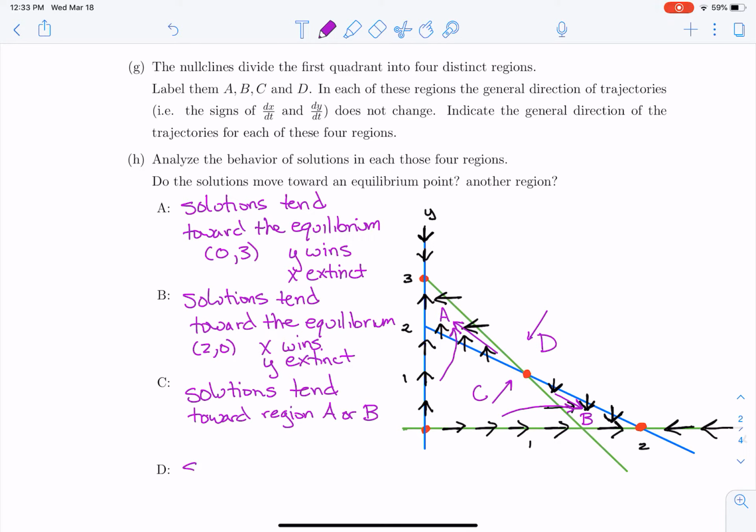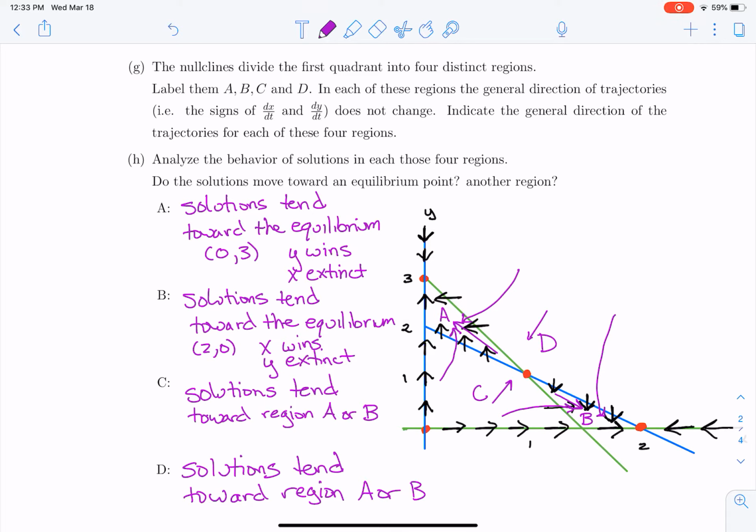In region D, we get something similar, in that solutions tend toward the regions A or B. Again, that depends on where those solutions start. Here we could see solutions going into region A. Here we could see solutions going into region B. Again, once they get into regions A or B, they can head towards the equilibrium points.